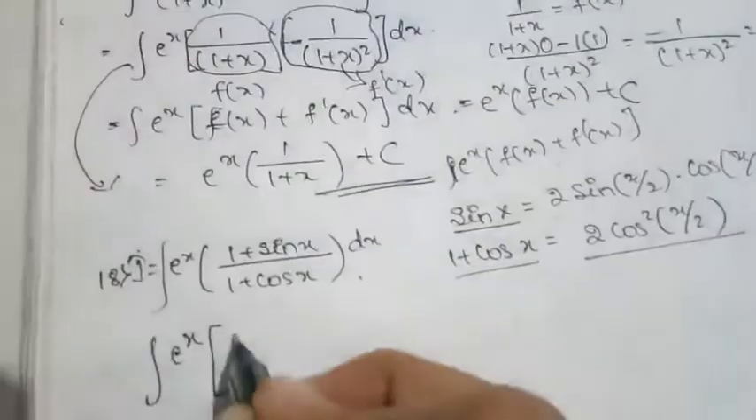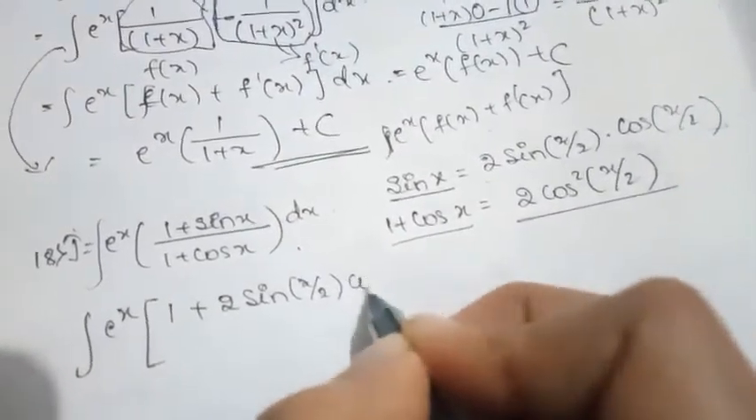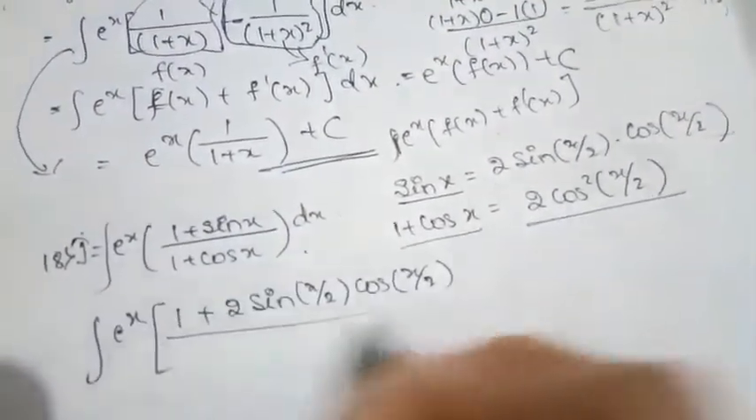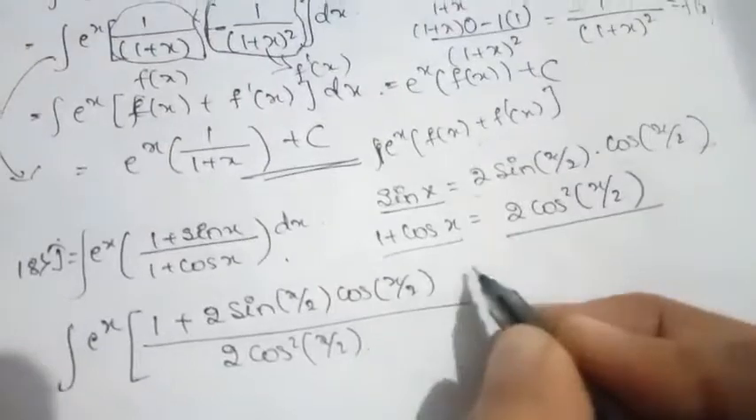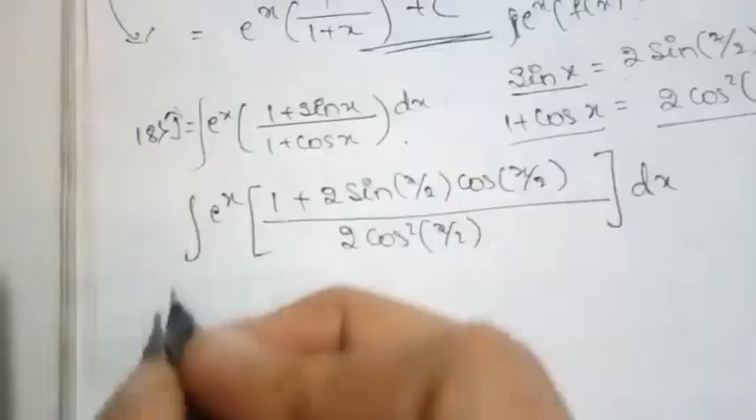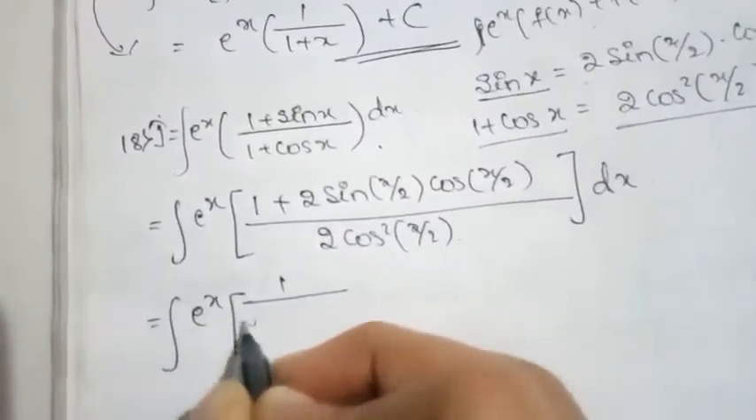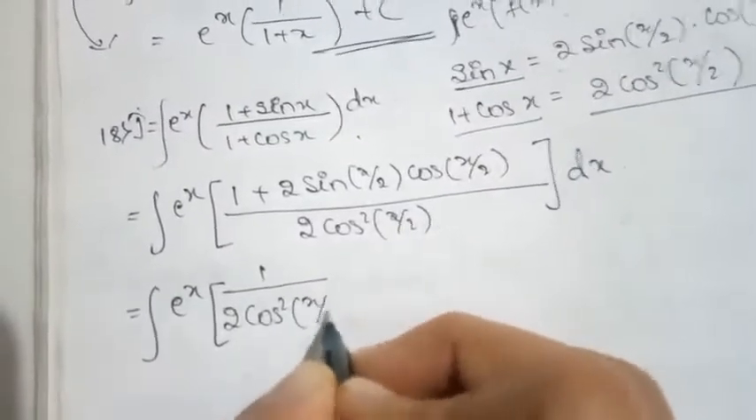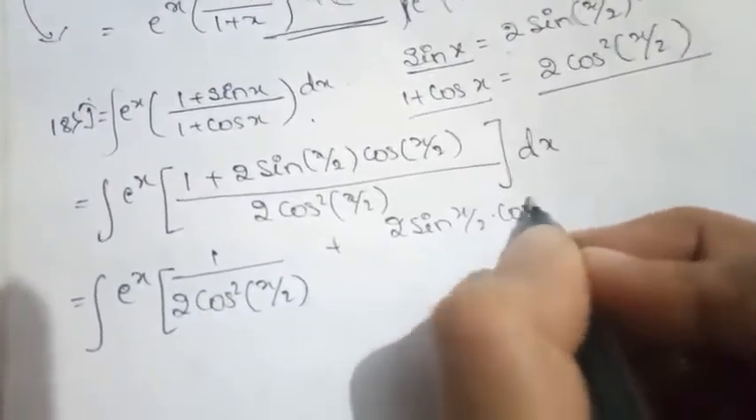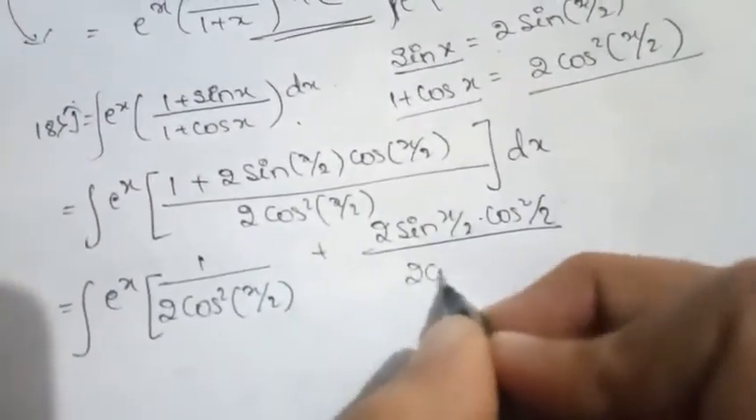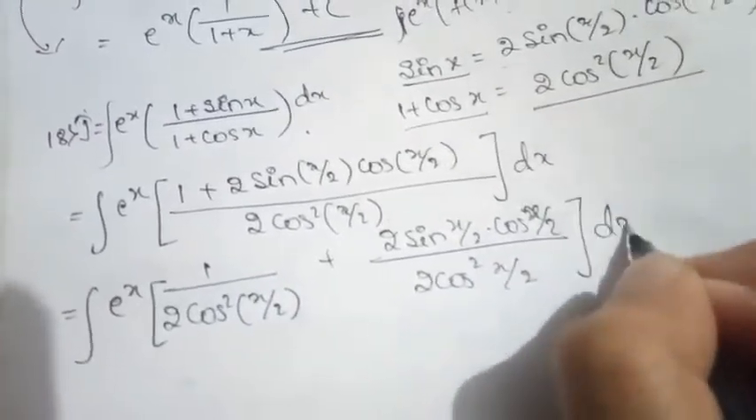Integration of e^x into (1 + 2 sin(x/2) cos(x/2)) divided by (1 + cos x), and 1 + cos x is nothing but 2 cos²(x/2), dx. So now what happens? Integration of e^x into 1 divided by 2 cos²(x/2) plus 2 sin(x/2) cos(x/2), splitting the numerator, over 2 cos²(x/2), dx.